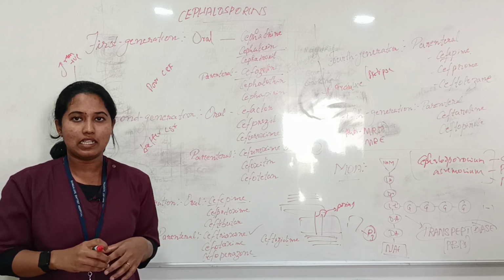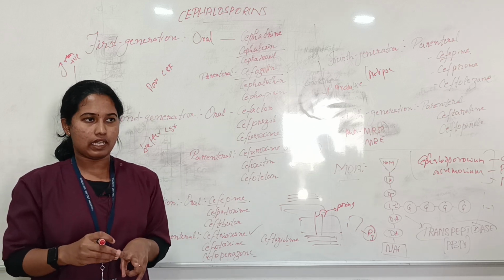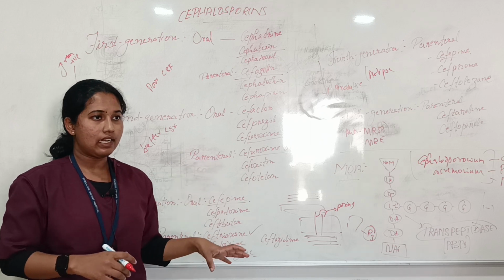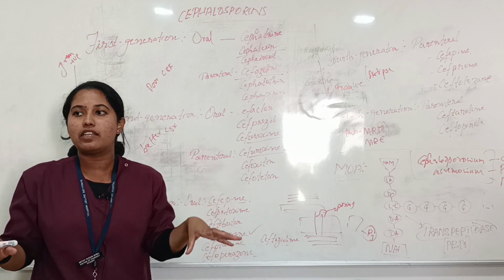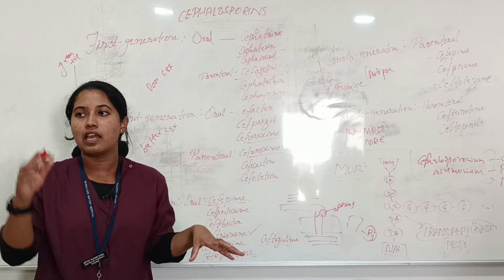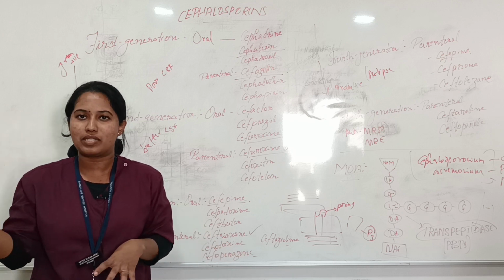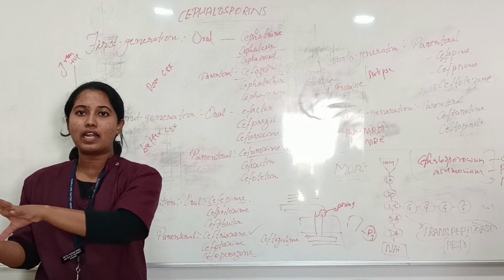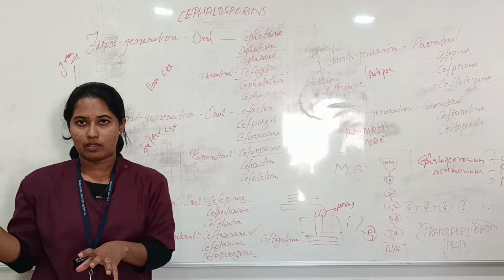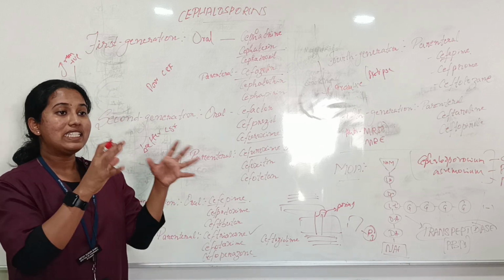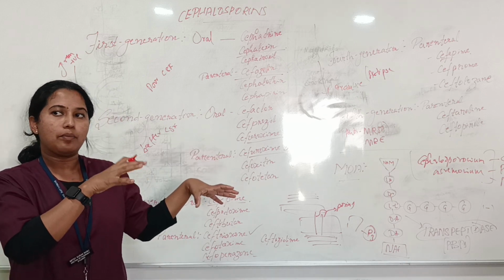So when it comes to penicillins, we have two types of hypersensitivity reactions, that is IgE mediated and non-IgE mediated. IgE mediated is called acute hypersensitivity reactions, and the other one is subacute hypersensitivity reactions. The subacute part is formed by IgG mediated, okay? So IgE mediated in penicillin, I'm talking about penicillins.